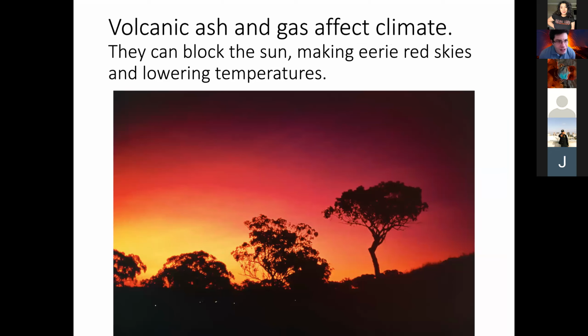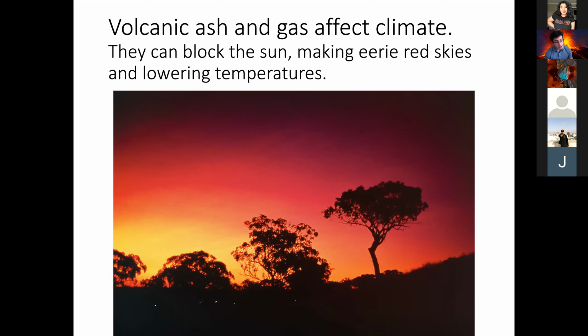So ash can also affect climate. Both ash and gas can block the sun. Basically, if this stuff gets ejected high enough into the atmosphere, it can block the sun. And so you get weird red and orange skies, and you actually get temperatures that are lower, because if there's a thick enough amount of this in the air, it blocks the sun. And if the sun's rays can't hit the surface, in addition to the sky being an awful color, it also makes things colder.